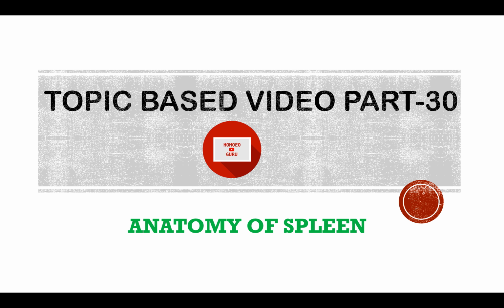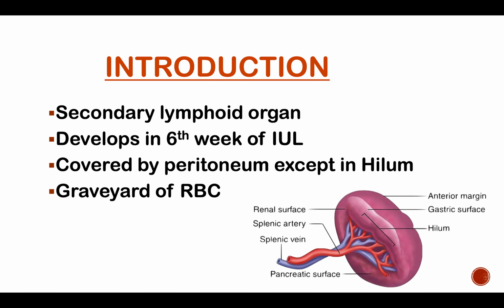Topic based video part 30. Anatomy of spleen. Spleen is a secondary lymphoid organ. Develops in 6th week of intrauterine life. Spleen is covered by peritoneum except in hilum. It is also known as graveyard of RBC.